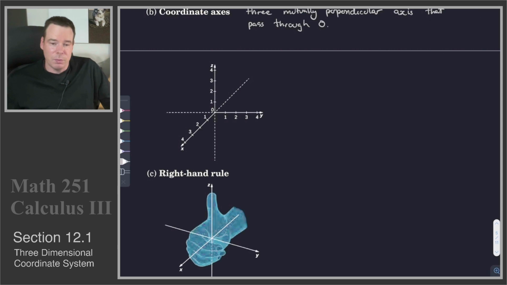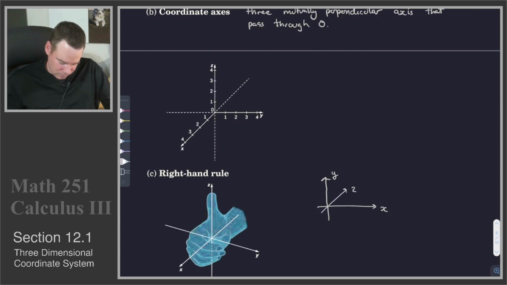Now, it may not be. We may draw our axes in another way. So for example, if I drew my x-axis going this way and my y-axis going up, which is typical in Calculus 1 and 2, now I want to fit the z-axis in there. Well, we've got some choices to make. Do I do the z-axis going in like this? Or do I do the z-axis coming out of the page?